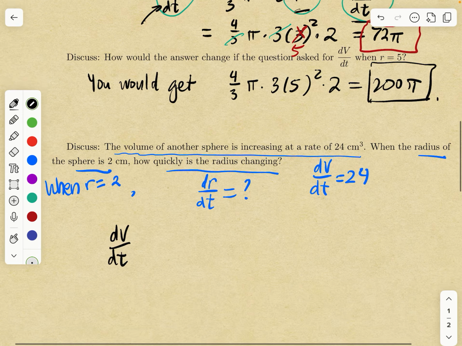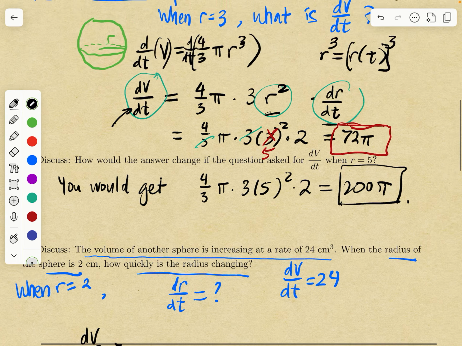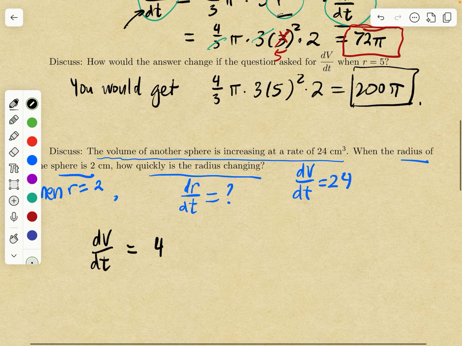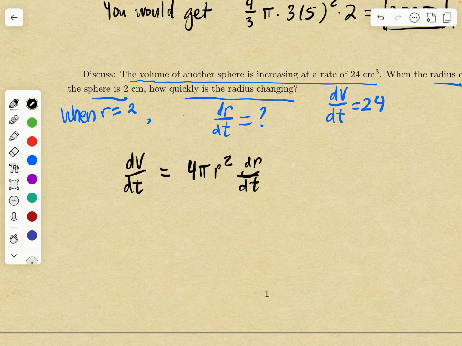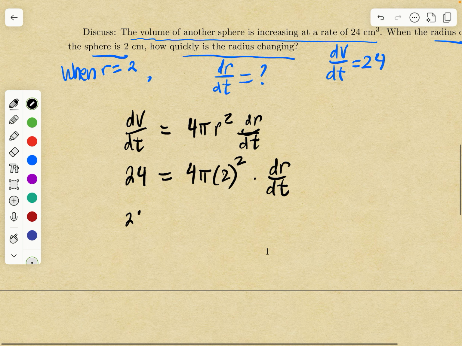It's dv dt is, actually, if you look back at the equation, 4/3 pi times 3r squared dr dt. We could have actually just canceled out the 3's, and then we would get 4 pi r squared dr dt. The only difference now is we need to substitute the dv dt in here. So 24 equals 4 pi times r, which is 2 squared, and then what's dr dt? So we get 24 equals, 2 squared is 4, and then 4 times 4 pi is 16 pi.